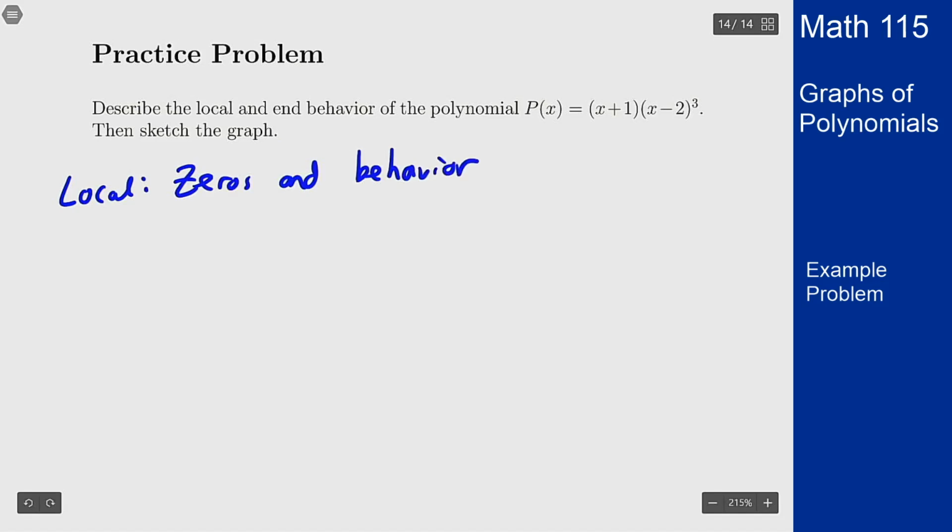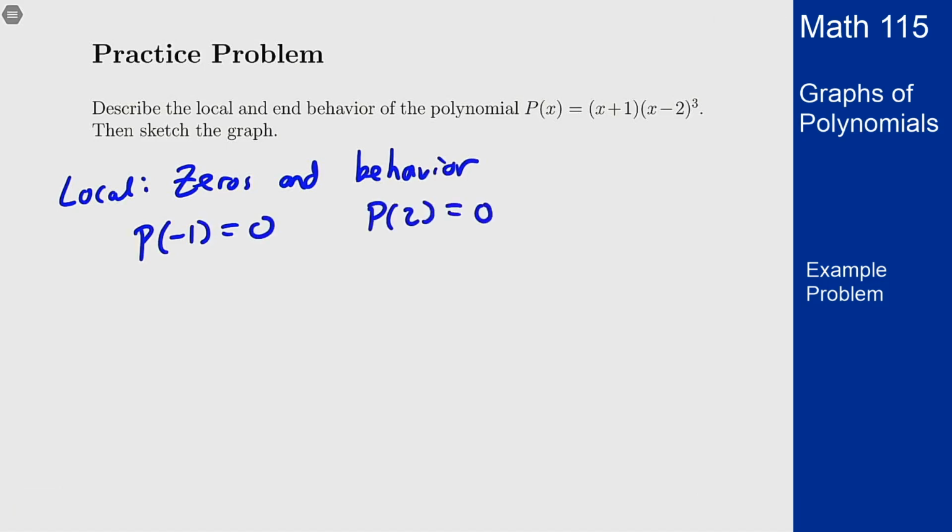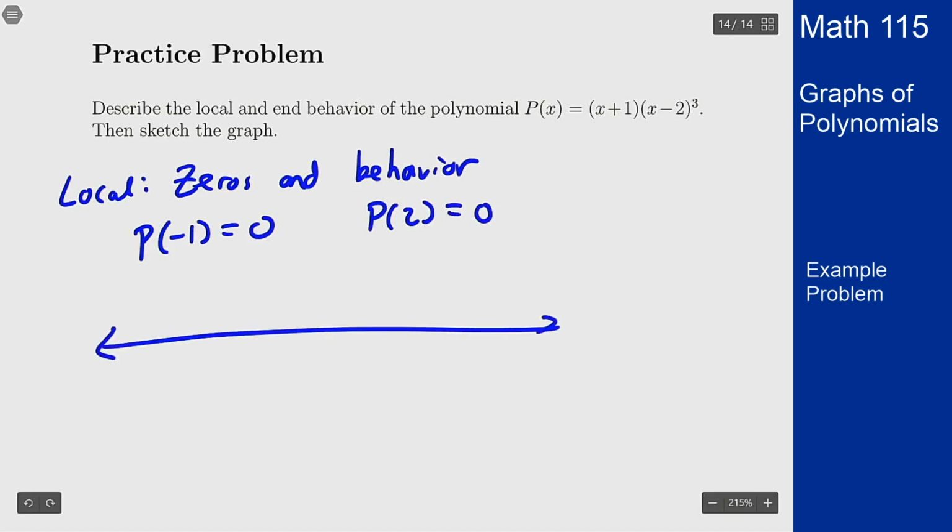Because this is already factored, we know that p of minus 1 is 0, and that p of 2 is 0, and these are the only two zeros for this polynomial. To see what happens nearby, we can also do a sign chart, where we mark out minus 1 and 2. Now if I plug in 0, I get 0 plus 1 is 1, times 0 minus 2 is negative 2, cubed is negative 8. That's a negative value in here.